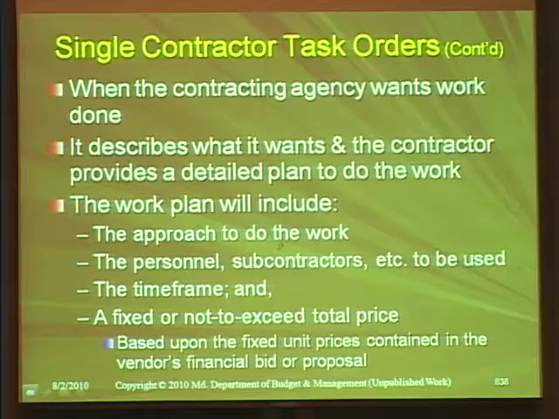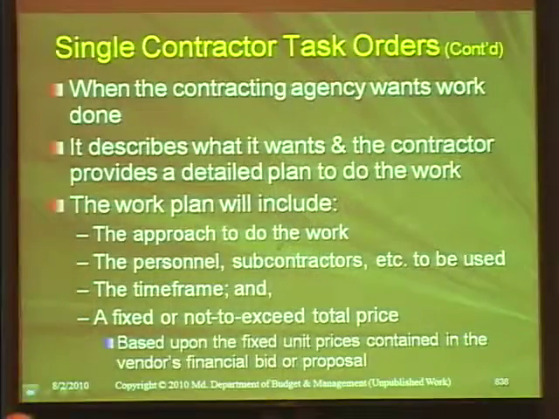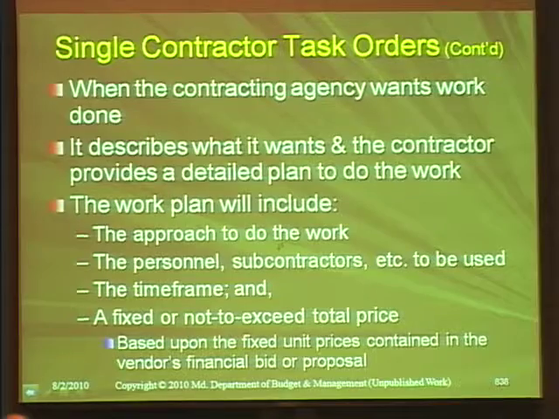When the contracting agency wants work done, it describes what it wants, and the contractor provides a detailed plan to do the work. The work plan will include the approach, the personnel, subcontractors to be used, time frames, etc., and either a fixed or a not to exceed price to do what it has described, based upon the fixed unit prices contained in the vendor's financial bid or proposal. And that is key. Must be no higher than those unit prices it gave you at the initial award stage.